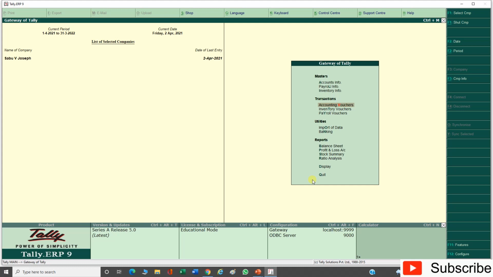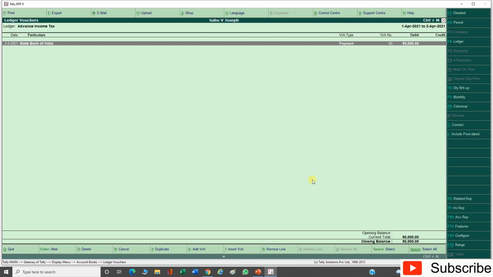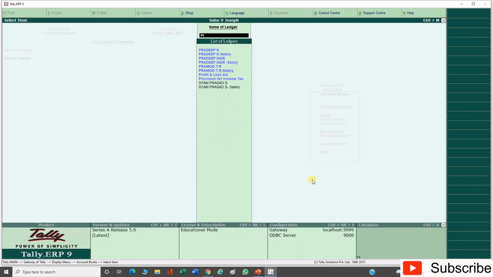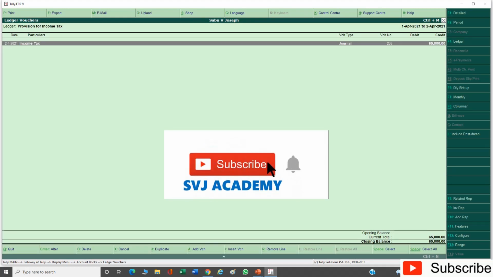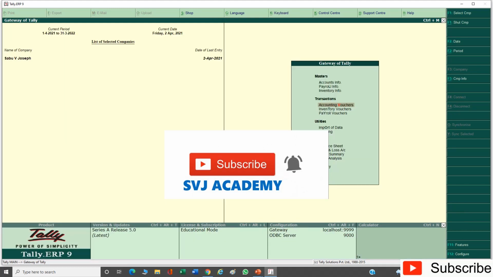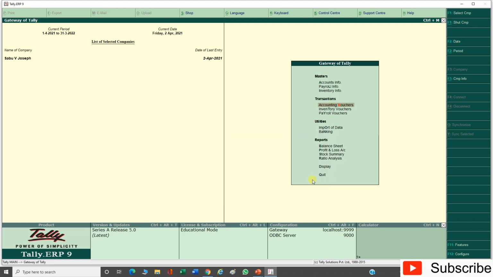Now let's go to the three ledgers. First one is advance tax. It is showing the debit balance of 50,000. It is an asset. TDS receivable is also showing a debit balance 10,000. Provision for income tax is showing a credit balance of rupees 65,000 because we have to pay to the government. Now we have to set off the income tax provision with the advance tax and the TDS receivable.